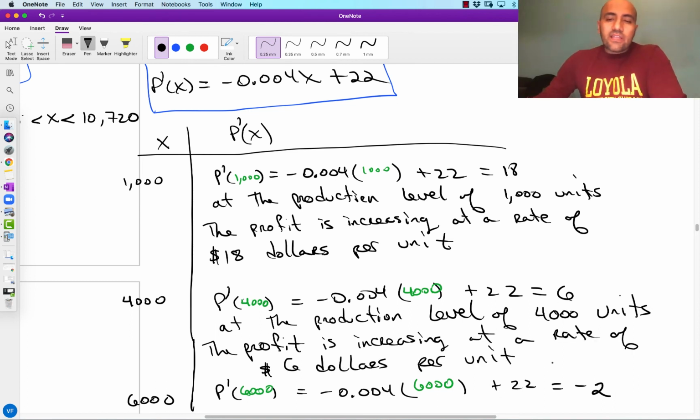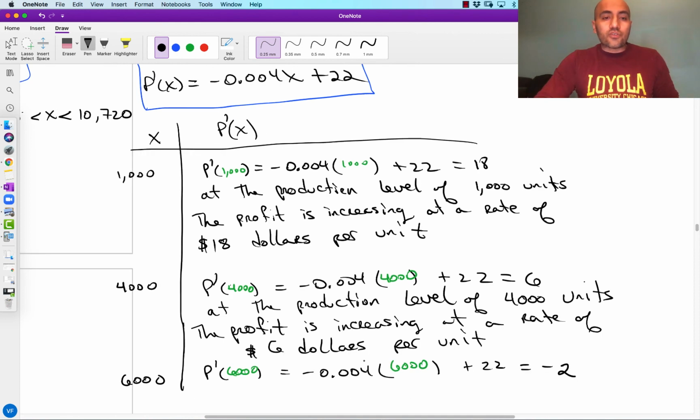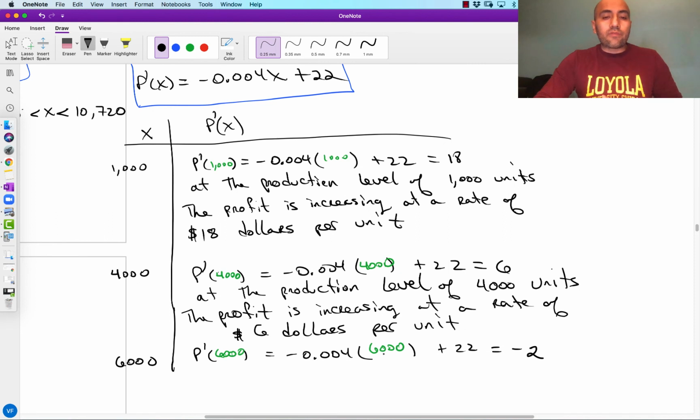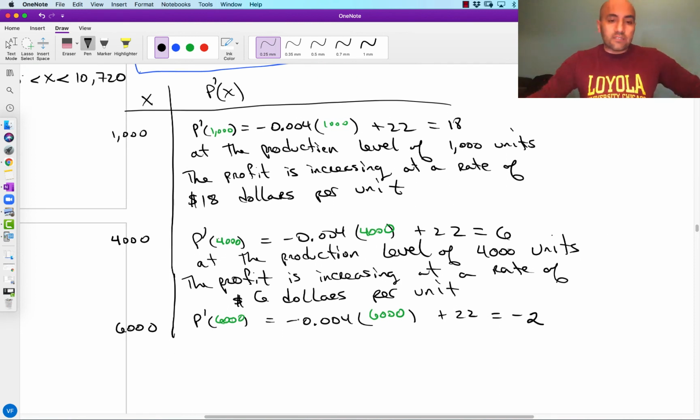Okay, at the production level of 4,000 units, the profit is increasing at a rate of $6 per unit. So you're still heading up. It still makes sense to make even more units. You're still increasing your profit, but it's slowing down. You used to be increasing your profit by $18 per unit, and now you're only increasing it by $6 per unit. It's still good. It's still better than not making any more units, but you're slowing down. The growth of your profit is slowing down per unit at this point.